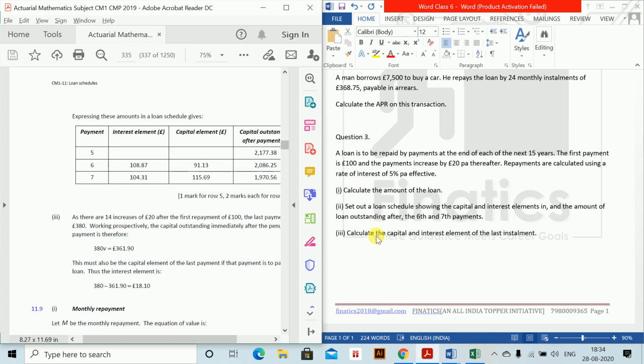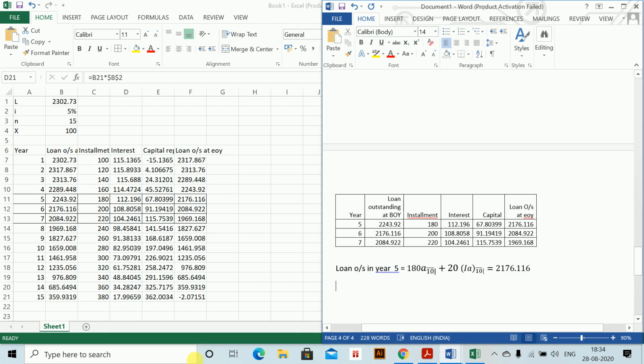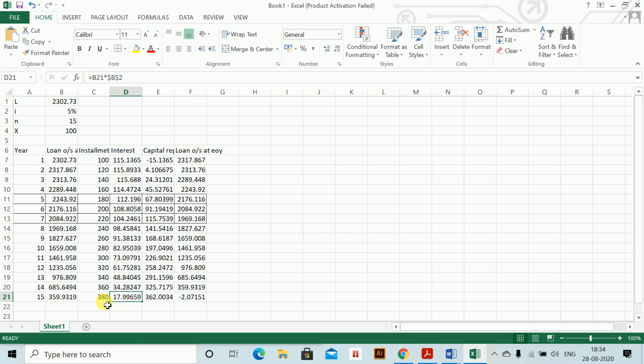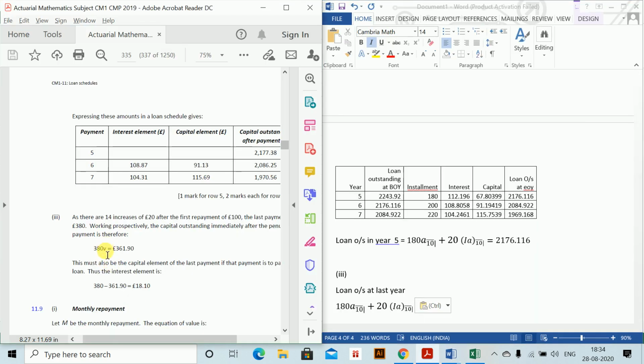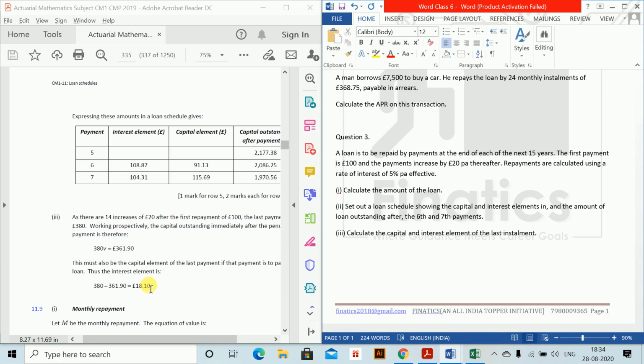Next is to calculate the capital and interest element of the last repayment. Now if you see, we have already calculated the last repayment, 17.9969. What you have to do is just write part 3, loan outstanding at last year. So I'll just paste this. We were left with this, and if you see, the last installment is how much? 380. See, they have written 380. This is 361 point, just minus, because you need to calculate the capital and the interest payment.